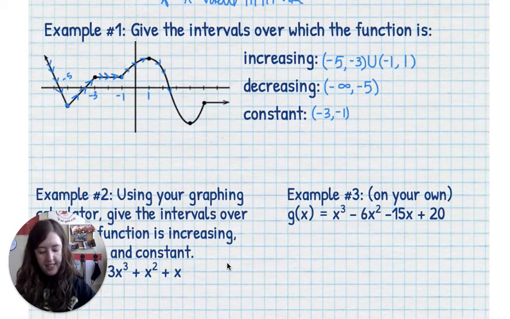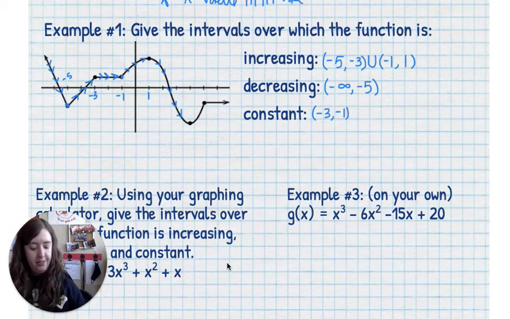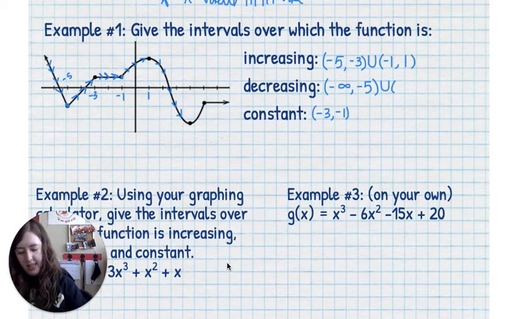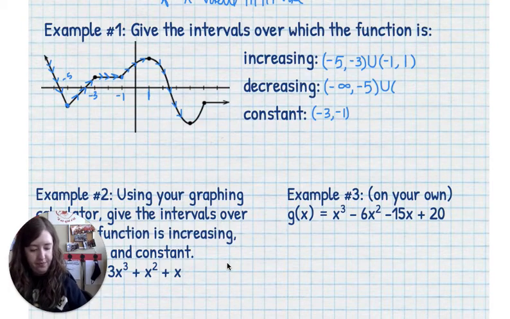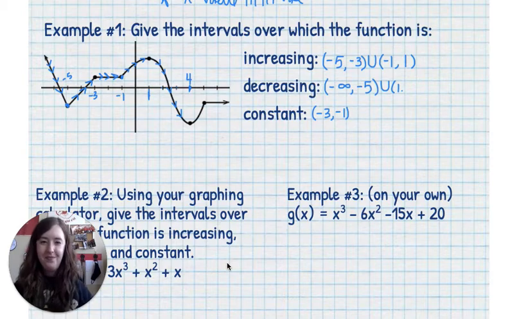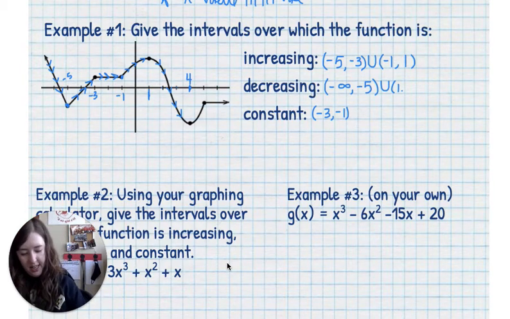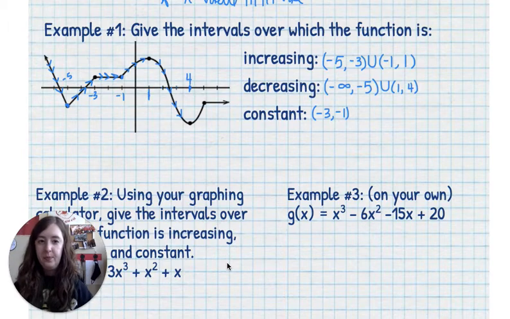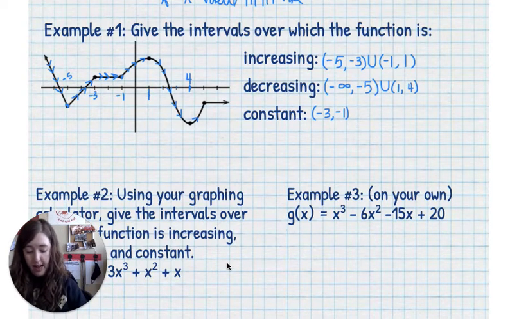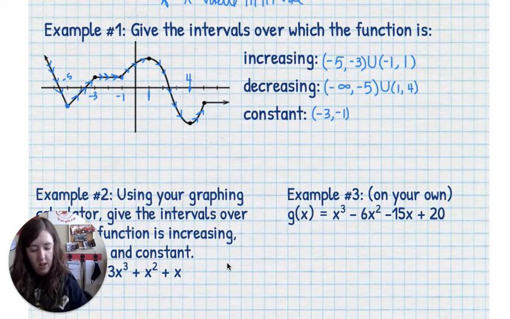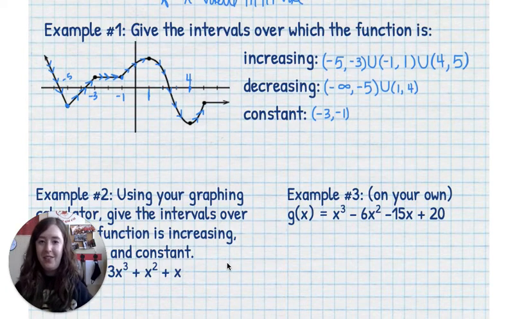Then my graph starts going down again. So that means I'm decreasing. So I have to throw a union on the end of this. Remember, I started decreasing here at 1. And I stopped decreasing. Let's see, 1, 2, 3. Nope, that's 4. We're going to stop decreasing at x equals 4. Then after that, we start going up again, right? So I'm going to put another union for that increasing, 4 until I stop increasing at 5.